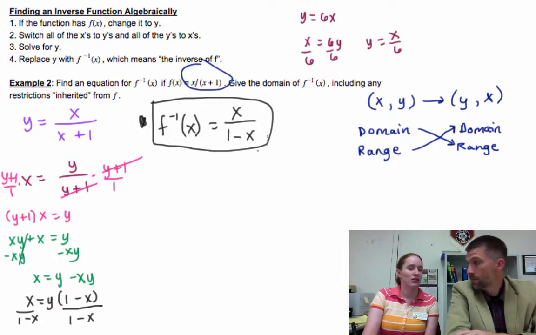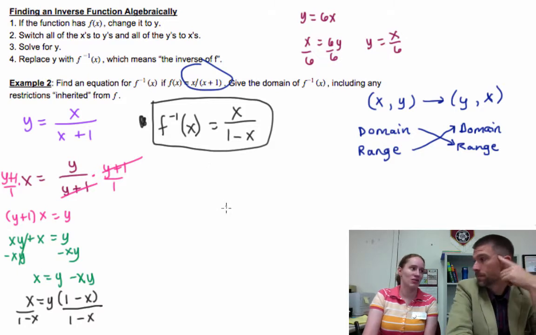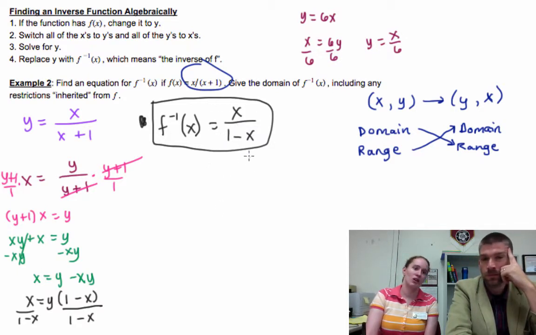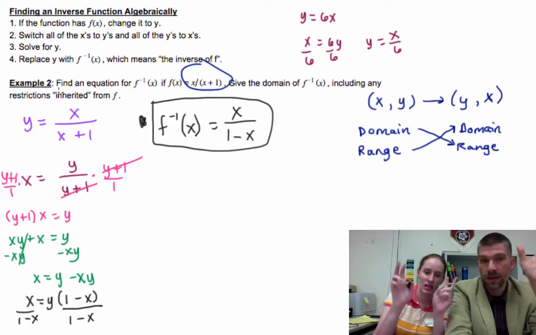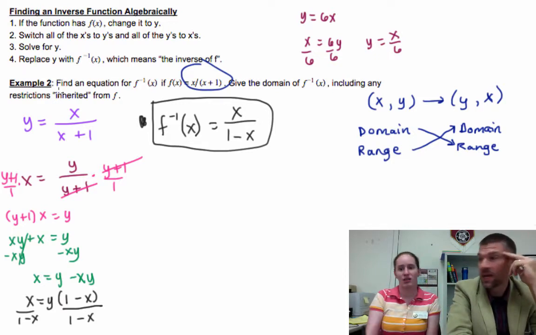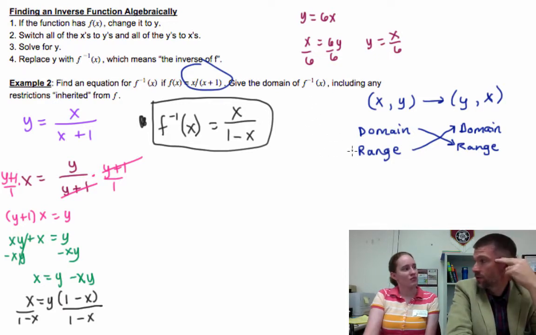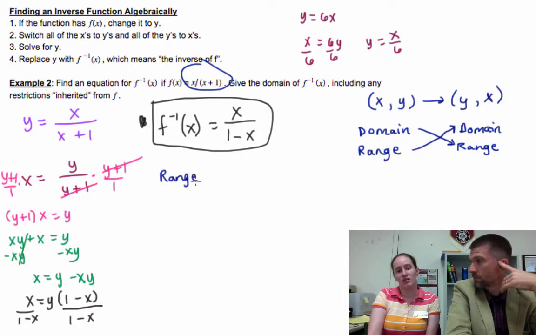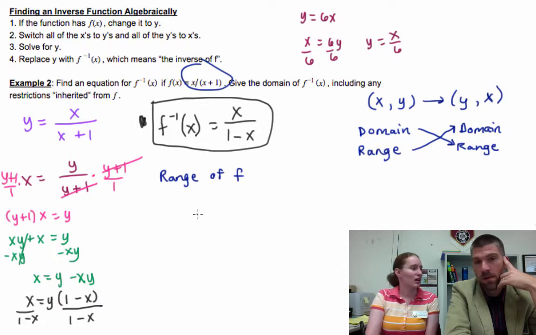Because sometimes in our process of simplifying, we won't end up with all of the correct restrictions. But that's what it means when it says give the domain of the inverse, including any restrictions inherited from f. That's like getting gray hair when you're 30, inherited from your grandpa. So the range of f, stick that in your calculator.